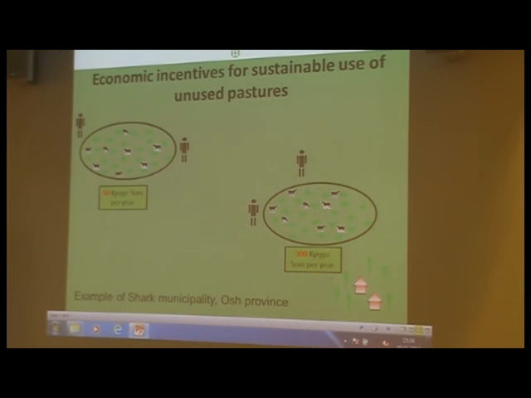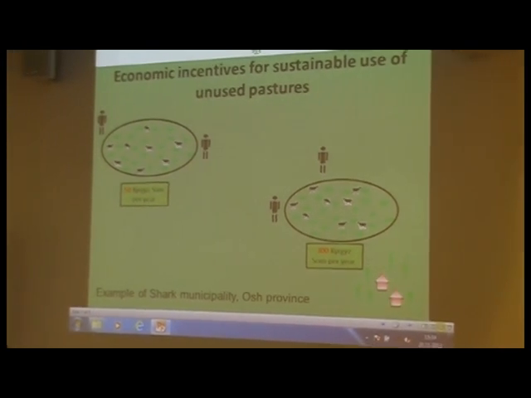So we hope that it will work better in future, because now pasture committees have become a real institution, and the pasture users have begun to pay for pasture use. We think that the cost of preventing pasture degradation is smaller than the cost of rehabilitating already degraded pastures. It's a supportive measure for attaining zero net land degradation in our case too. Thank you.